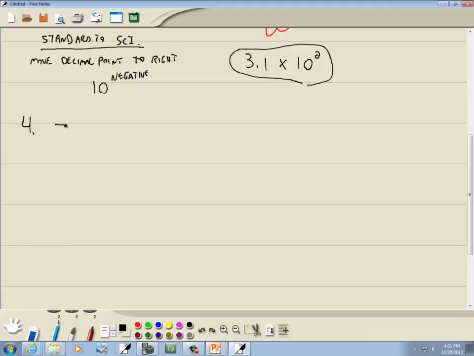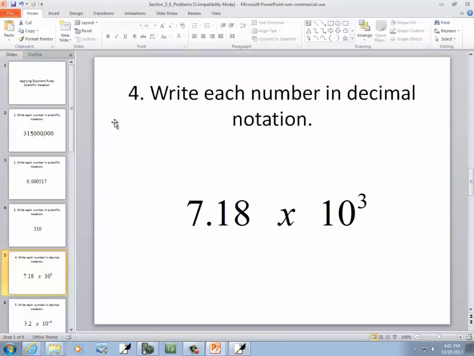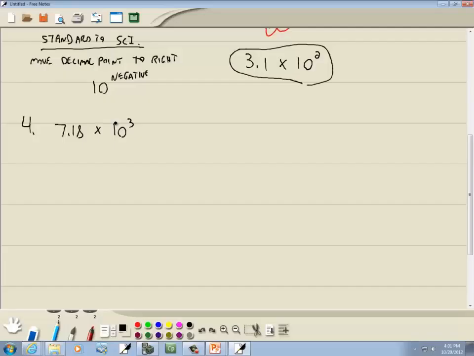We got 7.18 times 10 to the positive 3 power. Now, they say write each number in decimal notation. That's the same as our standard form. Some books call it standard, some call it decimal. Here's 7.18, and we have the third power. We want to move our decimal 3 places to the right. So 1, 2, 3, and this is where our decimal point will be. Since I didn't have a digit here, I had to put a 0 in there. So our answer is 7,180.